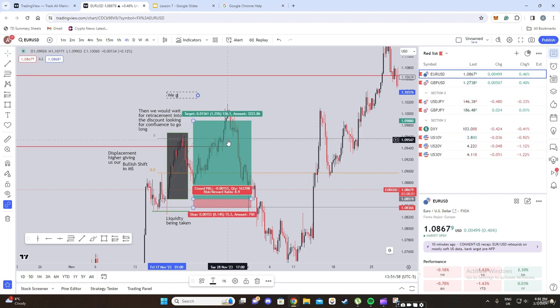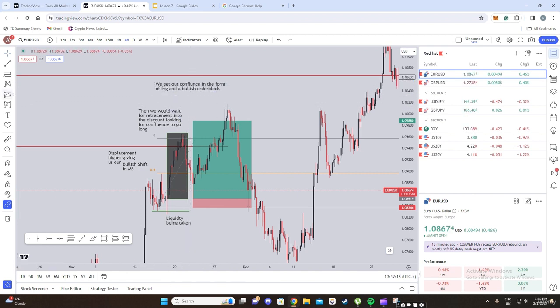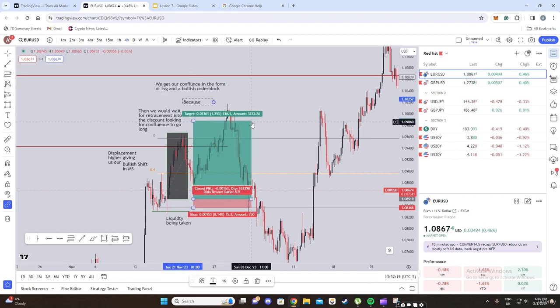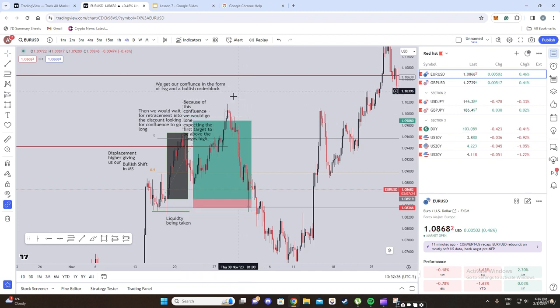We get our confluence in the form of FVGs, which are fair value gaps, and a bullish order block. Because of this confluence, we would go long, expecting the first target to be above the range's high. And that's exactly what price did.